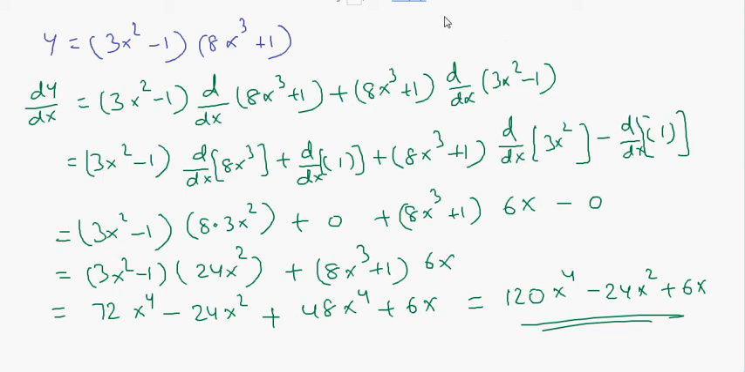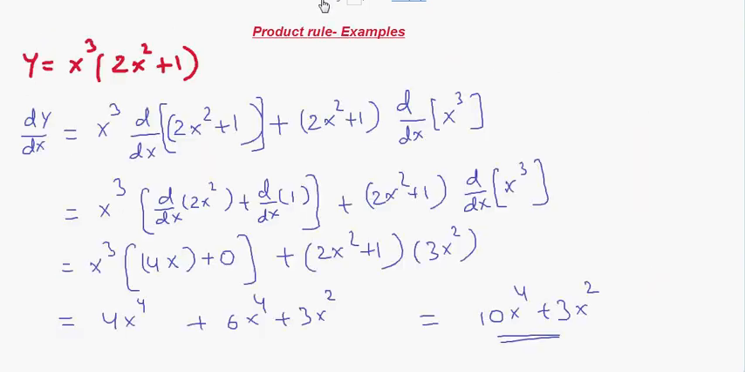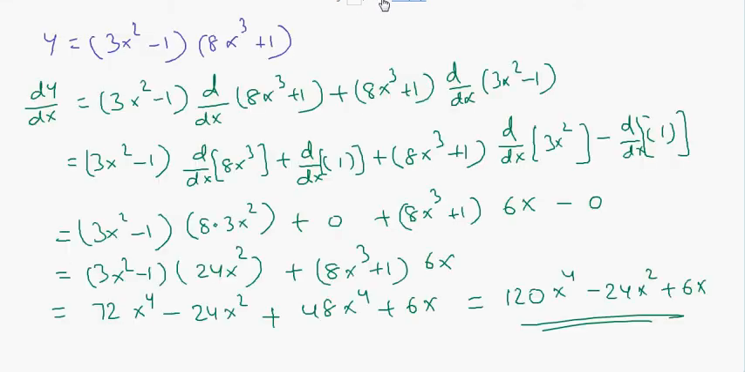Let us check another example. Let's do this. Y equals 6x squared plus 1 times 2x minus 1. Now let us apply the product rule.